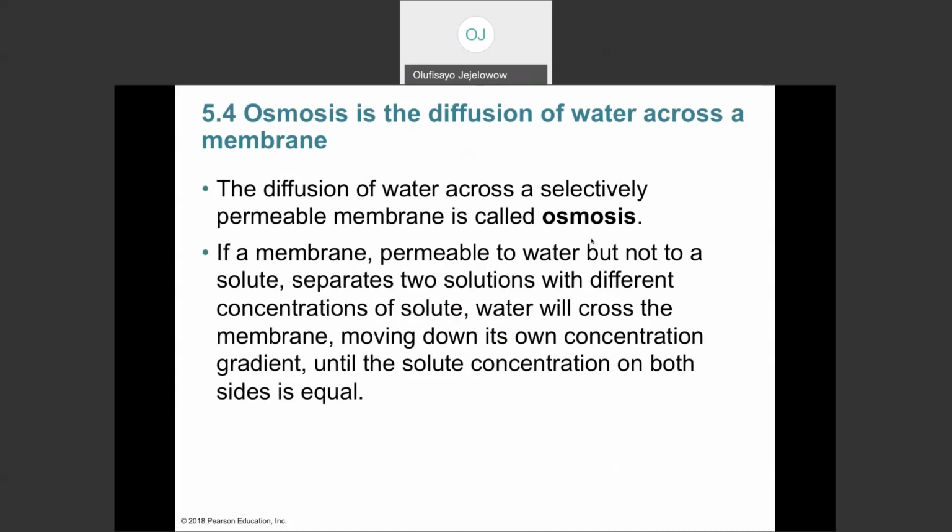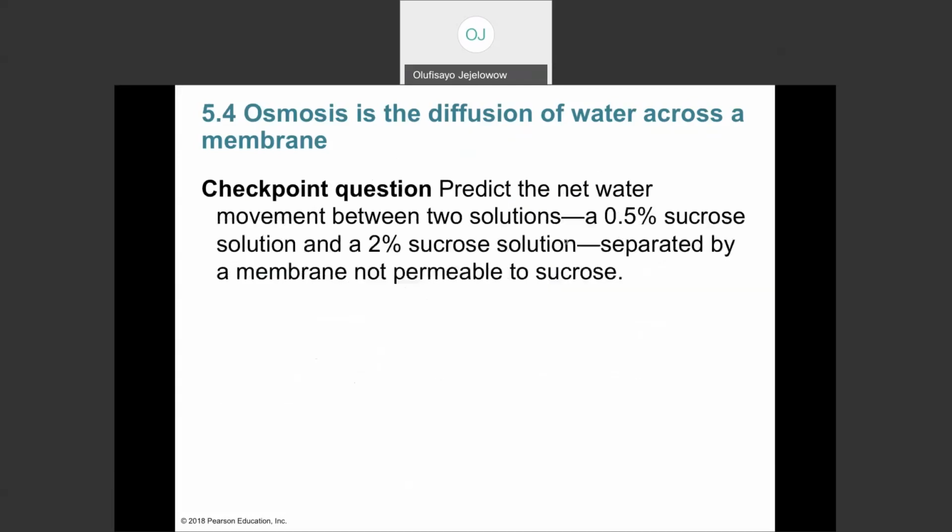If a membrane permeable to water, but not to a solute, separates 2 solutions with different concentrations of solute, water will cross the membrane, moving down its concentration gradient, moving downhill from where there's more water to where there's less. That process of net flow of water from where there is more to less will continue until the solute concentrations on both sides are equal. So the tendency is for solutions to want to equilibrate.